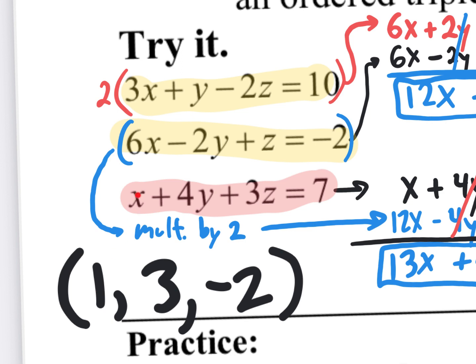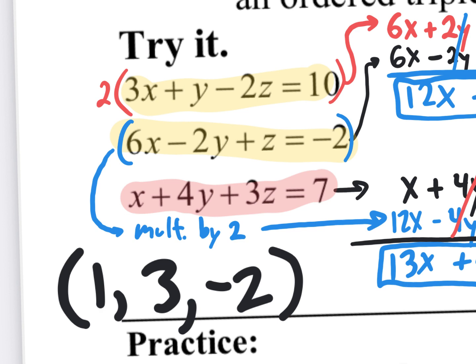And the third one, 1 right here, 3 right there. That's going to be 1 plus 12 because 4 times 3 is 12. That's 13. And then plus 3 times -2, that's -6. And if you have 13 plus -6, that will give you a +7. Now, I know that's a lot, and I know I did all that in my head, but you guys should be able to use a calculator and plug in those numbers and verify that it works for all 3 equations.